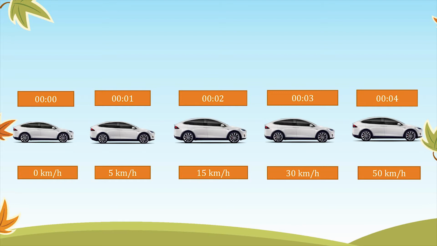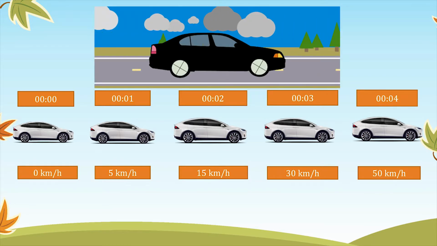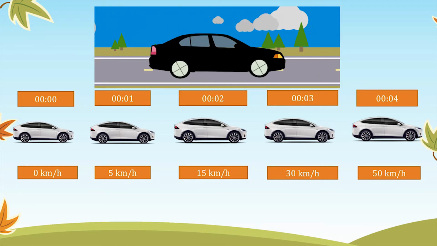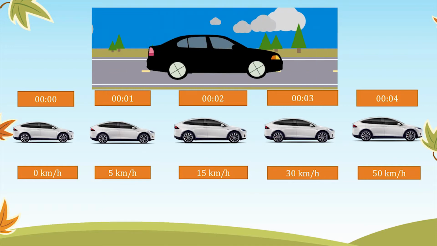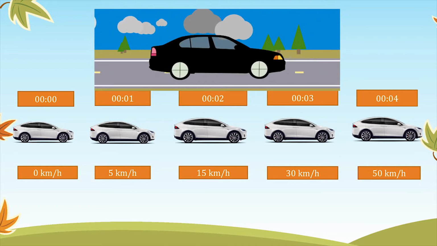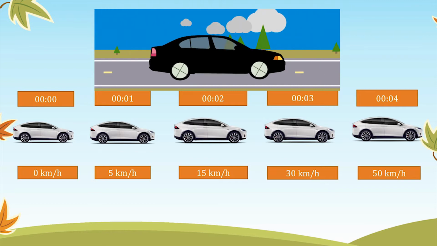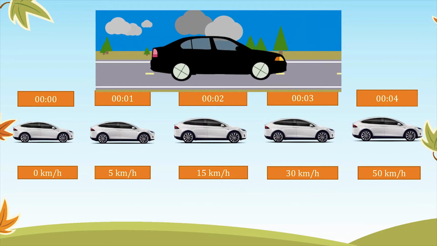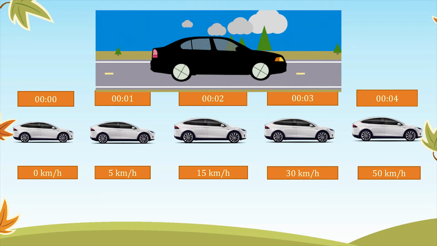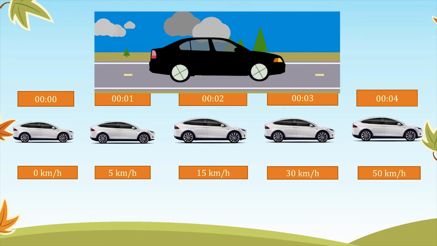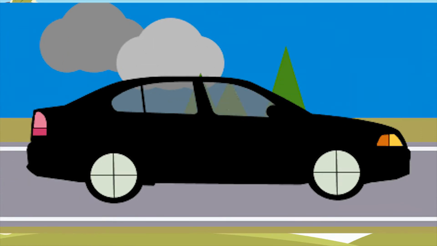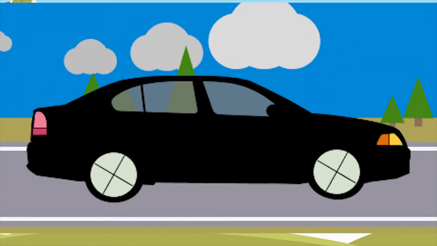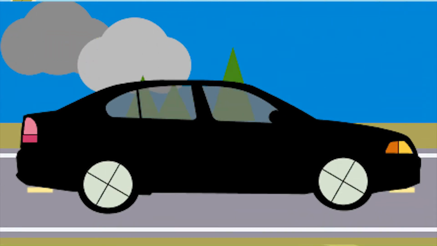After a second, the speed was 5 km per hour. At 2 seconds, the car's speedometer reading was 15 km per hour. Another second later, the car's speed reached 30 km per hour. Finally, at 4 seconds, the speed was 50 km per hour. The changing motion of the car can be described in terms of acceleration.